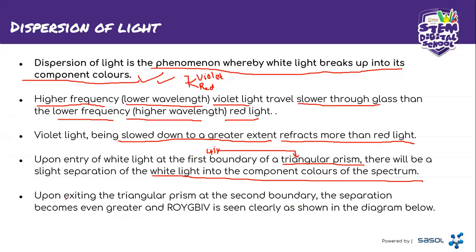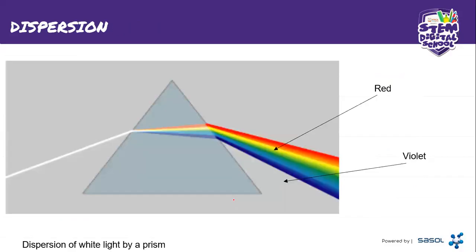But when it exits the triangular prism, meaning at the second boundary, then the white light breaks up even more into its component colors. And that is when the 7 colors are clearly visible. And the diagram below will show you that. Are we together? Right. Now, this is exactly what we are talking about when we talk about dispersion.